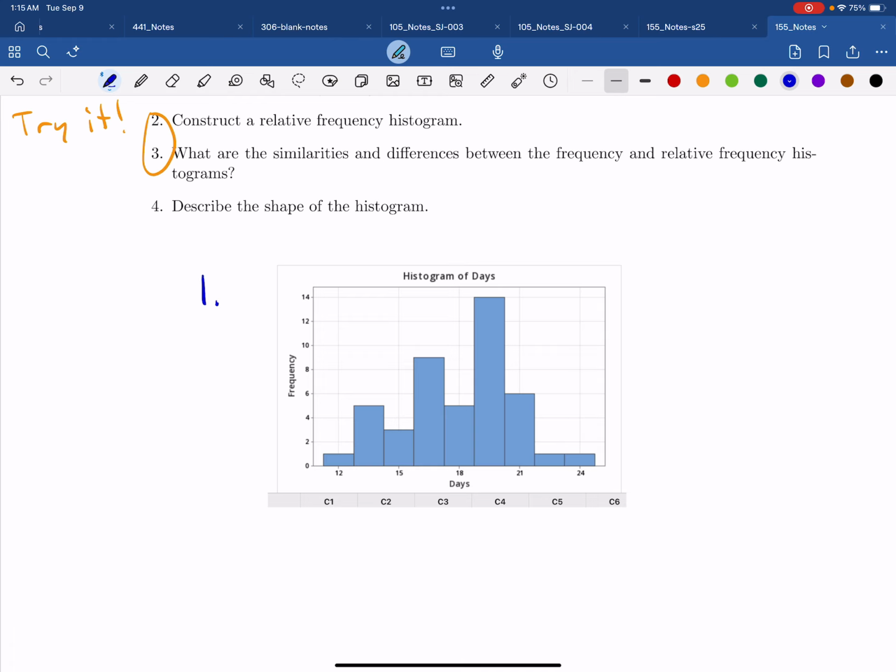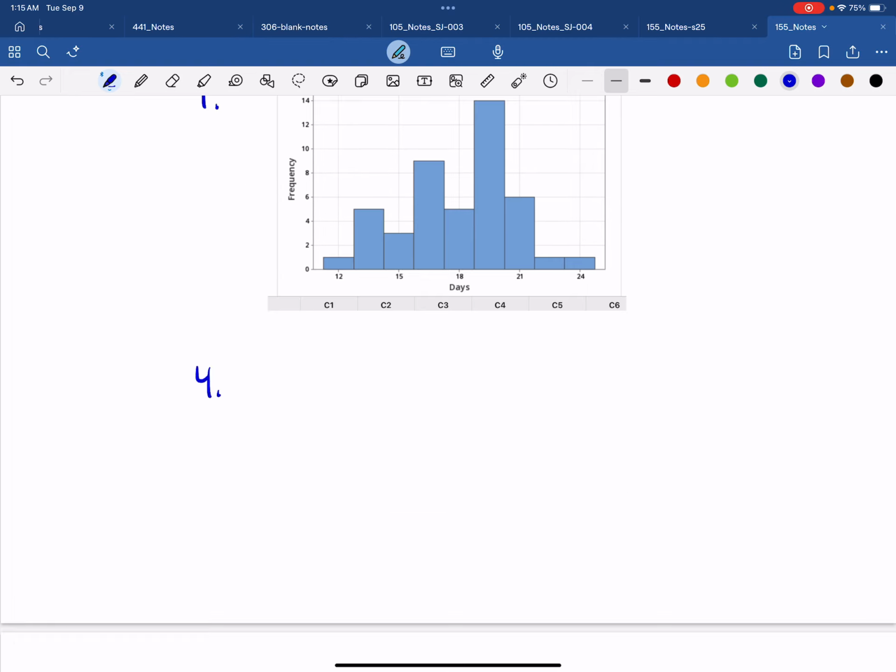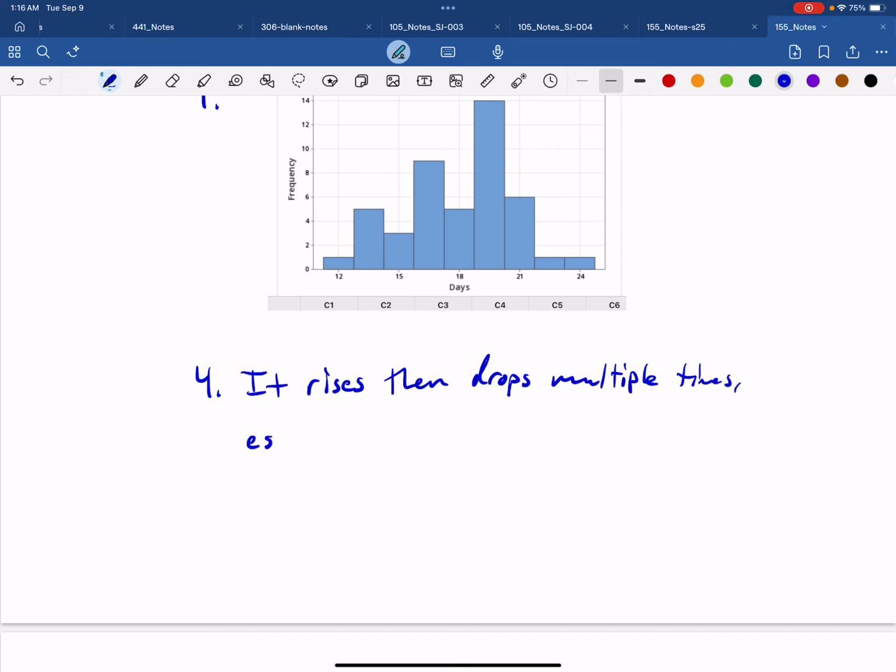Certainly seems a little, I don't know, all over the place. There's sort of a pattern, but then it really drops off. So for this one, I'll say, well, a couple of things. It rises, then drops multiple times. I'll just say, especially at the end.